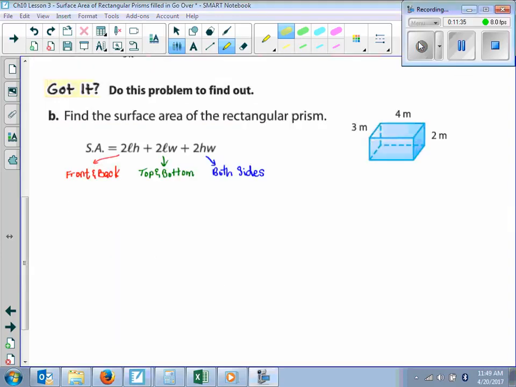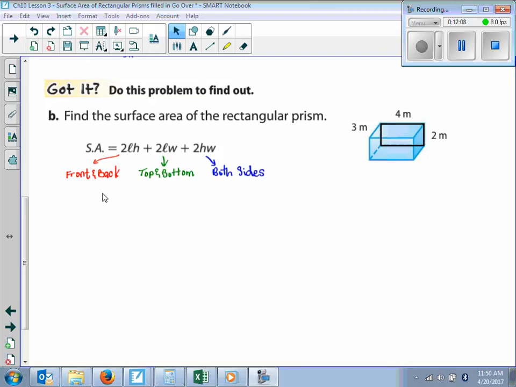So now, here's our got it problem. This is the one we're writing down. So we want to find the surface area of the rectangular prism. So, here's the formula. There's our formula. And we want the front and the back. So to get the front and the back, what are we going to multiply? 4 times 2. So we're going to multiply 4 times 2 to get the front and the back, right?